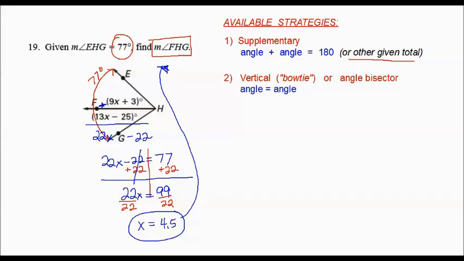FHG is. So with our highlighter, let's find that angle, FHG. So that says it is 13x minus 25. But now that I know what x is, I can substitute that in. 13 times 4.5 minus 25. When I evaluate all of that, I get an angle of 33.5 degrees. So that is the measure, and that is our final answer.